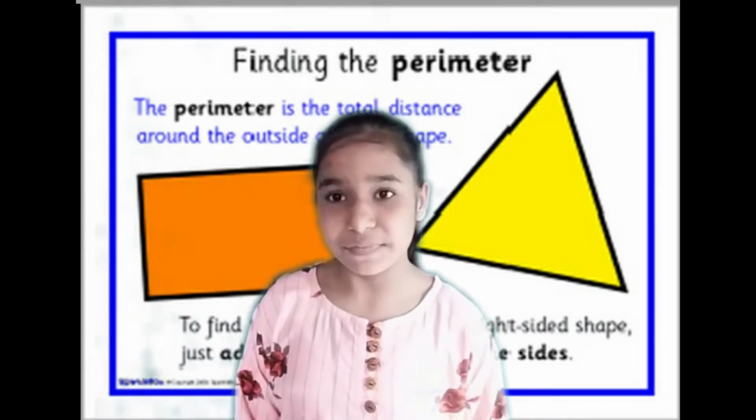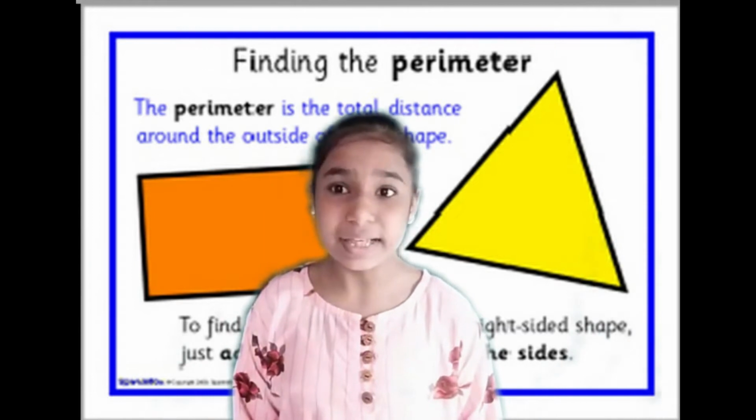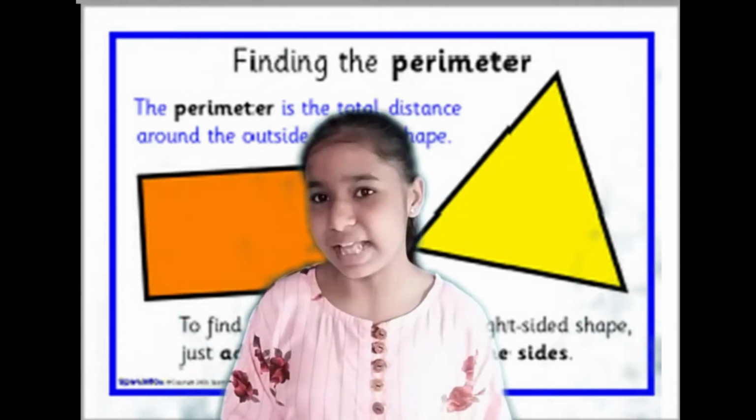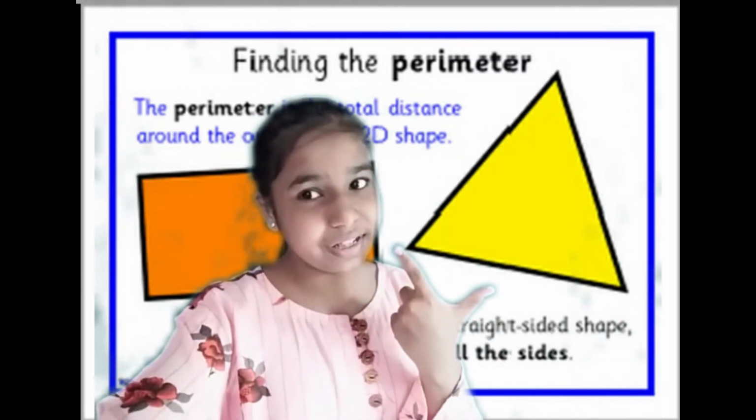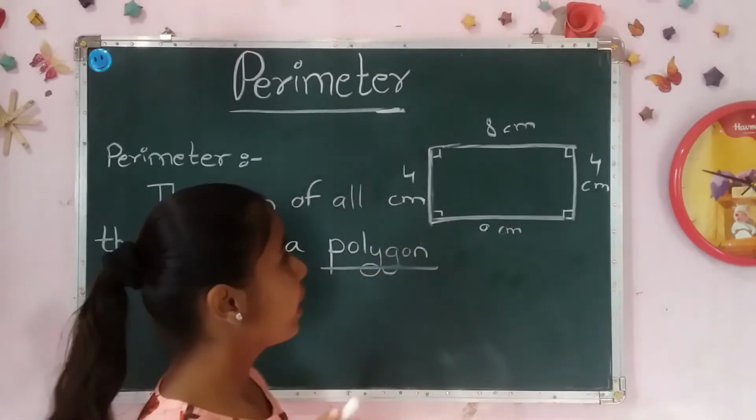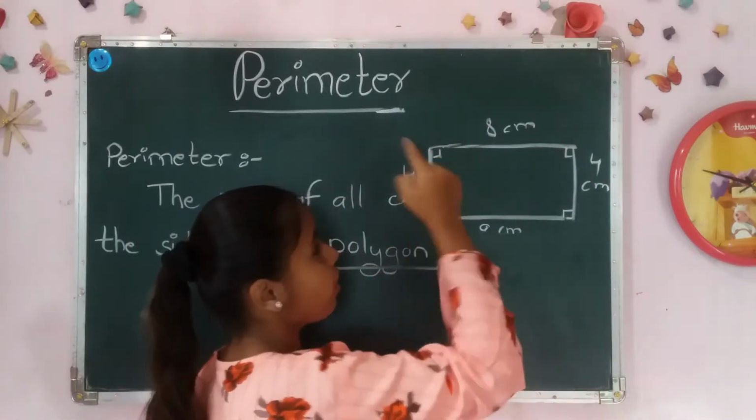In this video we will learn about perimeter. We will learn the concept of perimeter and solve some exercises. So let's start our video. So what is a perimeter? Simply, we can say it is the sum of all the sides of a polygon.